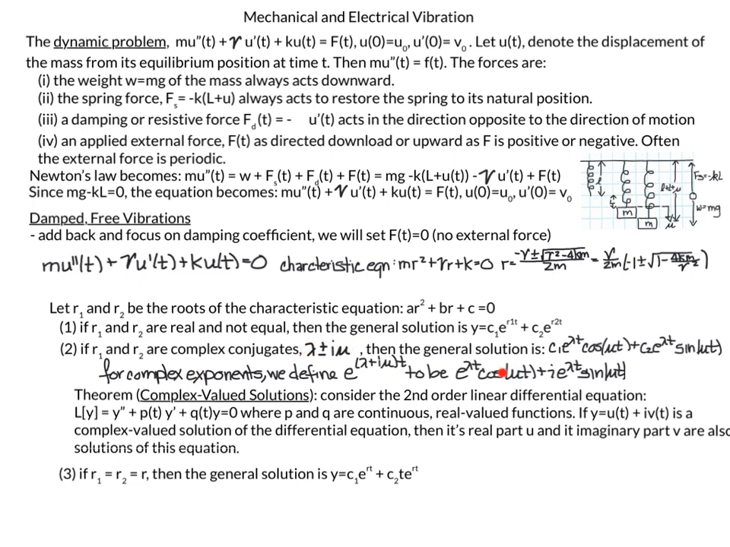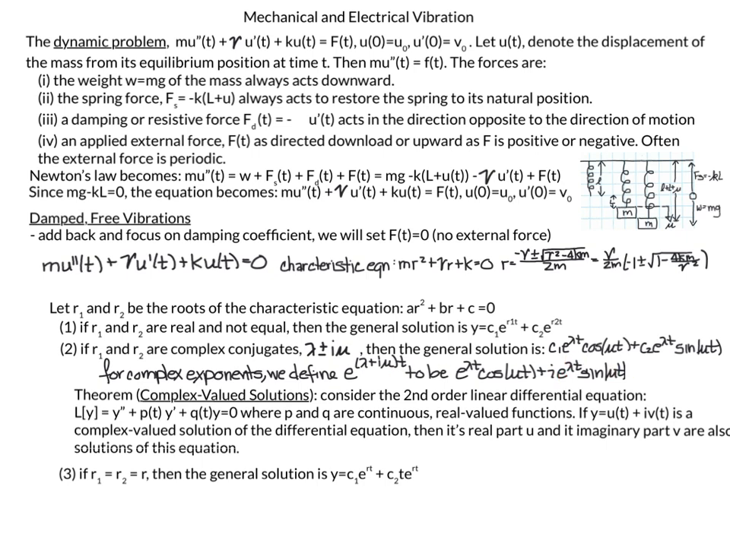Then we used this definition from Euler that e to the lambda plus i mu t would be equal to e to the lambda t, so taking this portion, e to the lambda t, and then this e to the i mu t would equal cosine mu t plus i sine mu t. So our entire e to the lambda plus i mu t would equal e to the lambda t cosine mu t plus i e to the lambda t sine mu t.